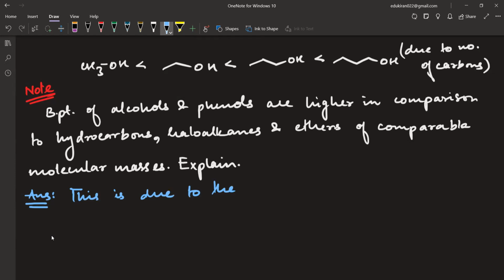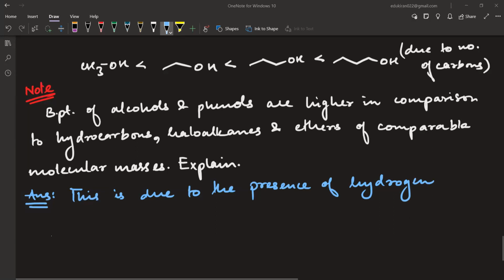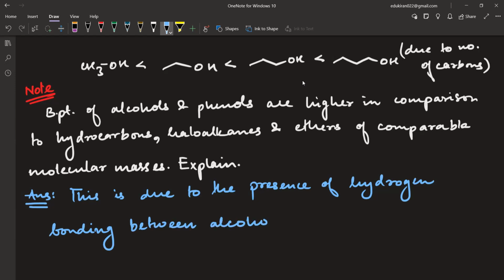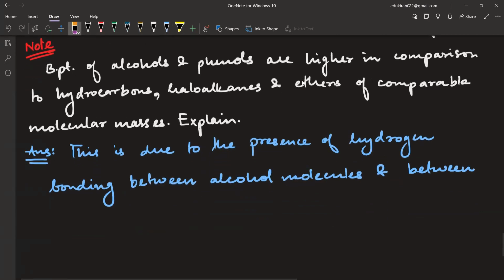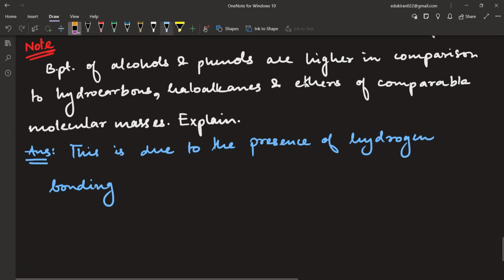This is due to the presence of hydrogen bonding. Yeah, correct. Due to the presence of hydrogen bonding between alcohol molecules and between phenol molecules. Let me not write that, just write due to the presence of hydrogen bonding. Otherwise you will get confused that there is no hydrogen bonding between alcohol and phenol. I will show you the hydrogen bonding. You have R, O, and let us say you have something like this.